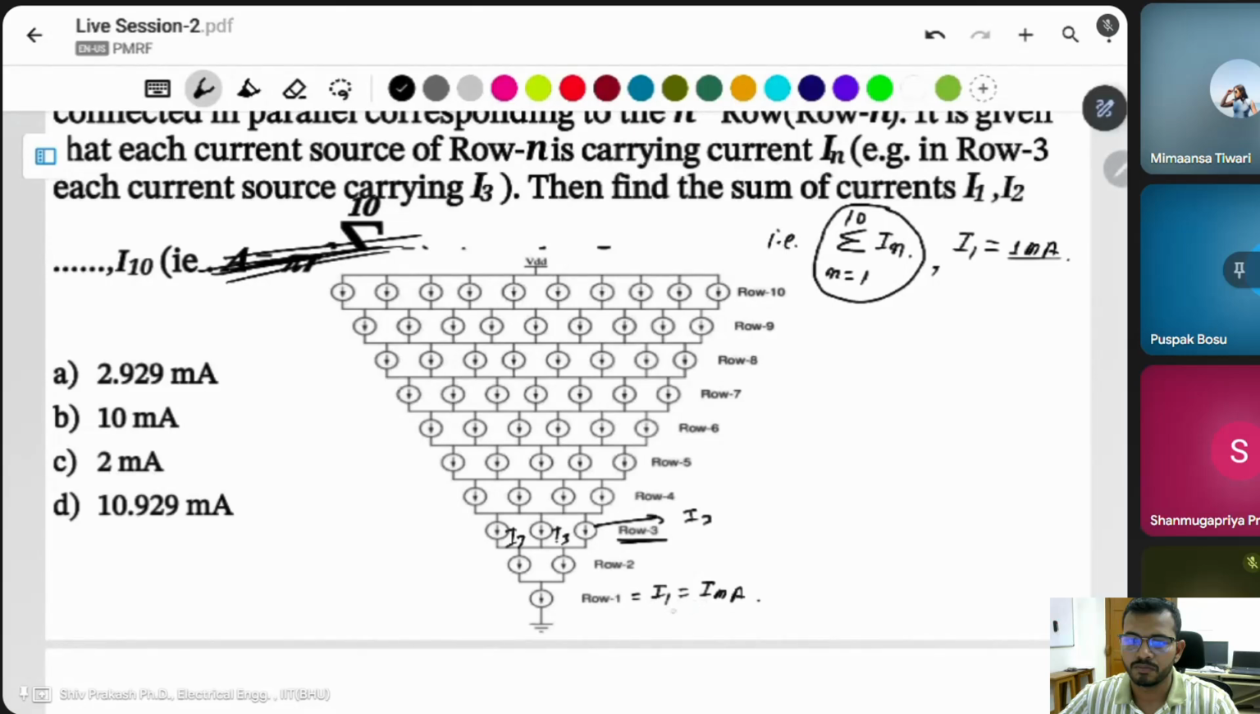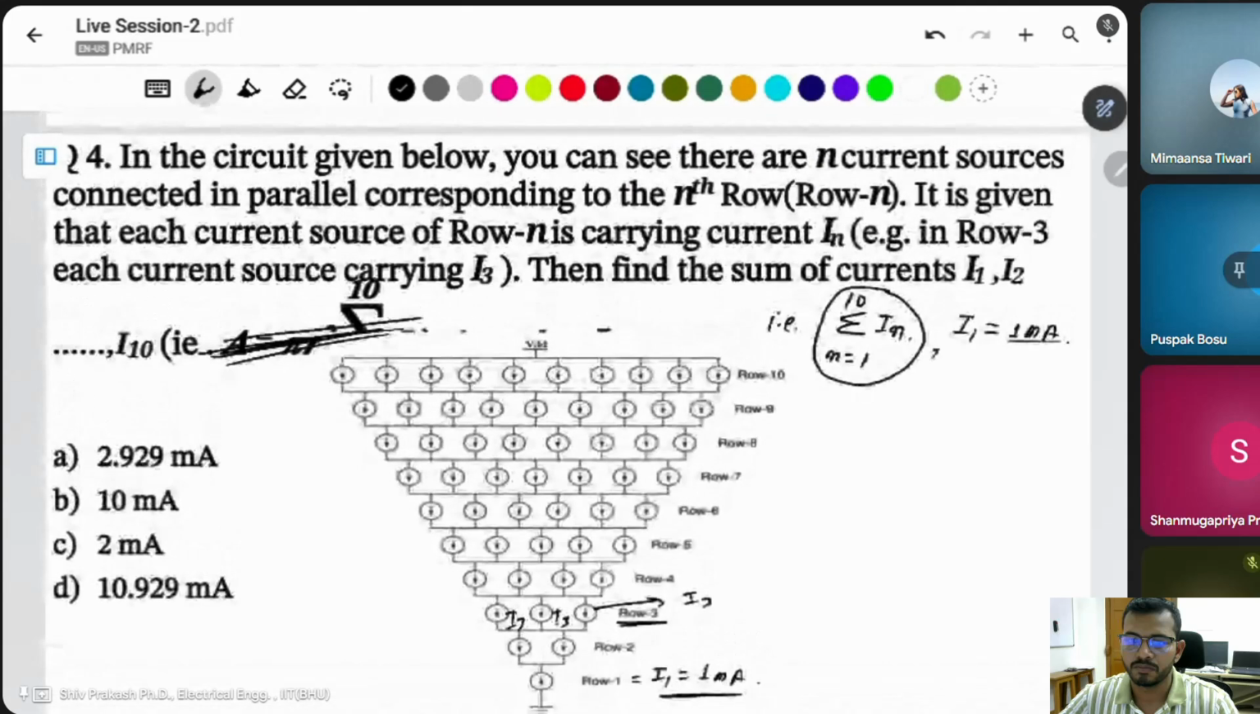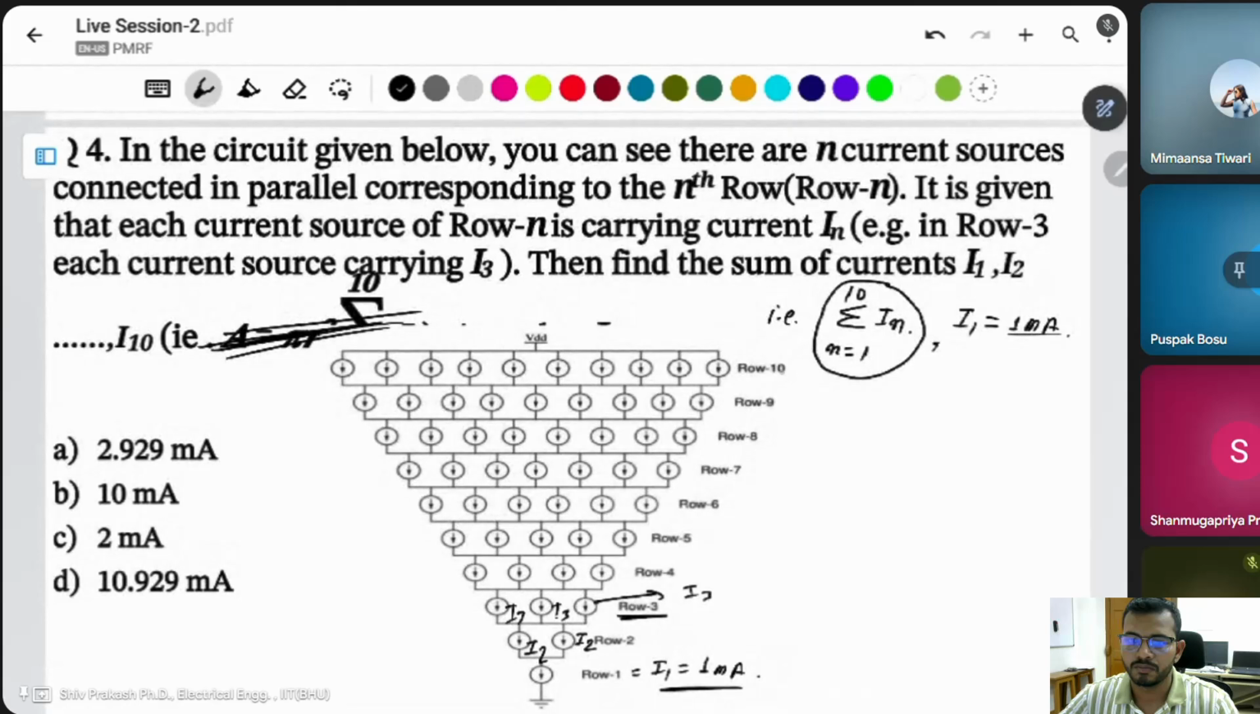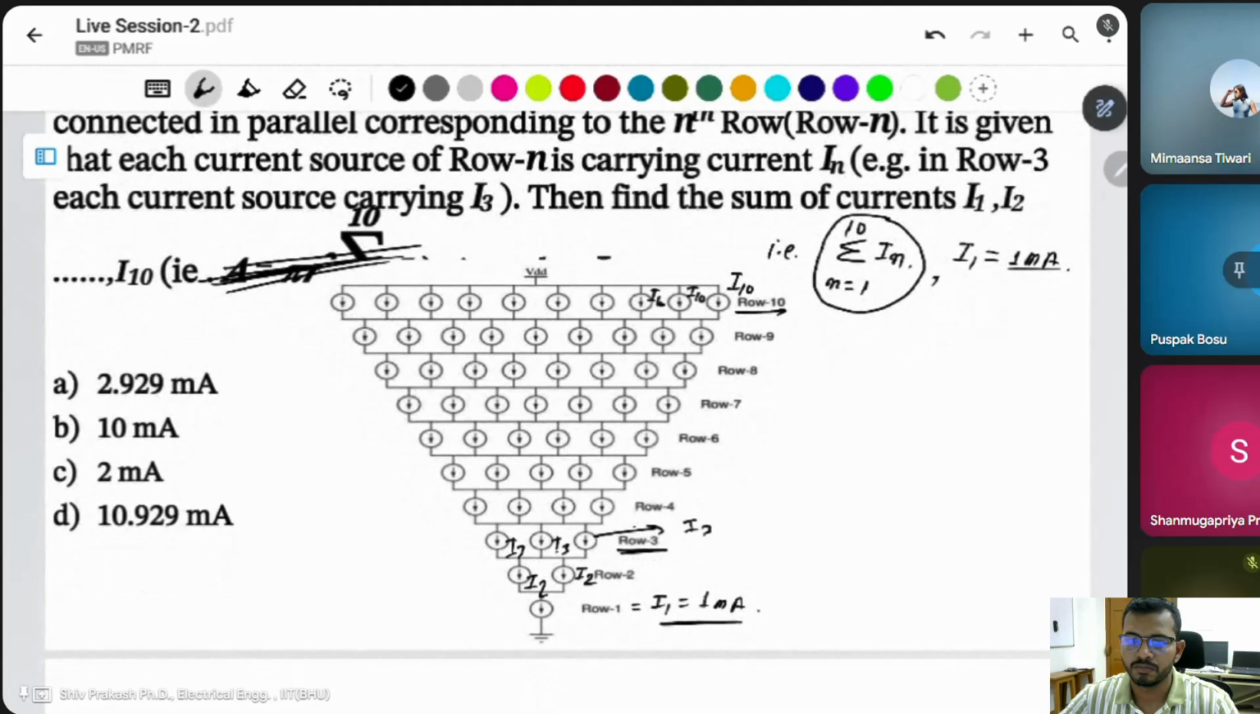This is given as the 1 milliampere current. Then this is given the same for all the sources: this one is I2, this is also I2, all the same current. This is I3 or I10, the current of I10, like that. Then you are asking the question: what is the sum of I1, I2, I3 of all of the sources? Okay.